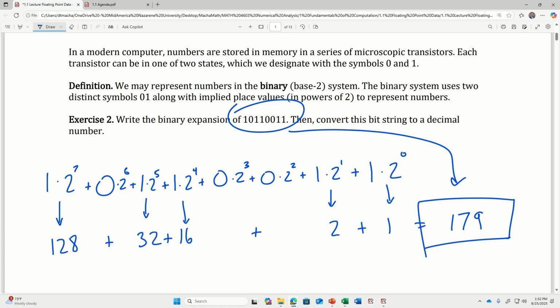Well, the purpose of this exercise is to say, listen, if I've got 8 transistors, and they can be in one of 2 different states, then as long as I know how to interpret those states, I can represent the number 179 by putting those 8 transistors in the right states next to each other, right? So this is how computers represent numbers in computer memory.